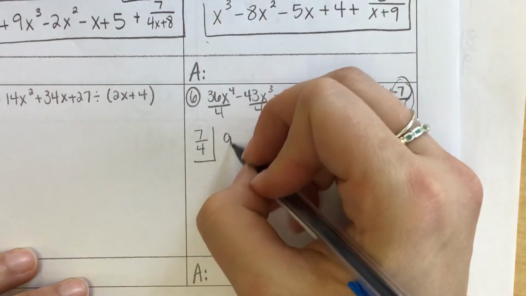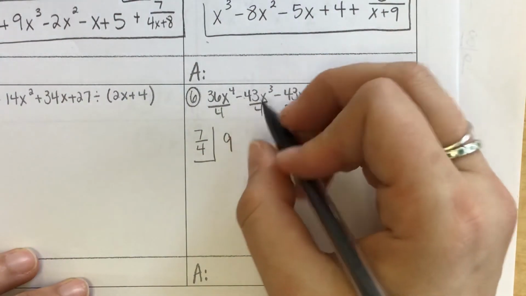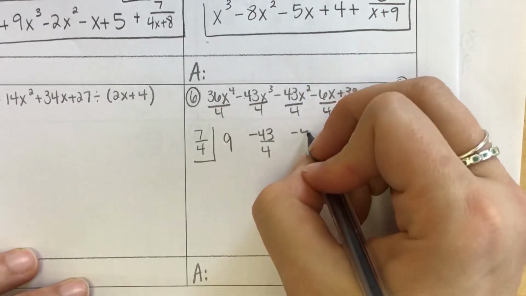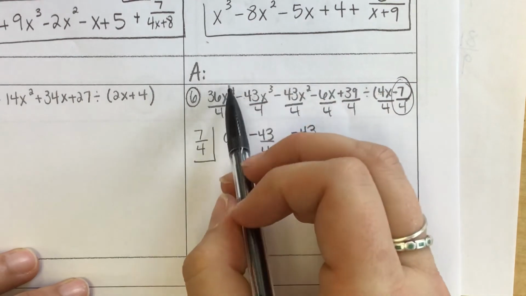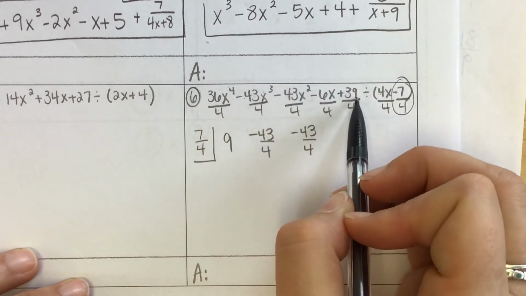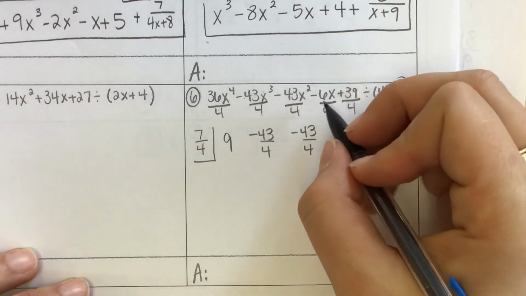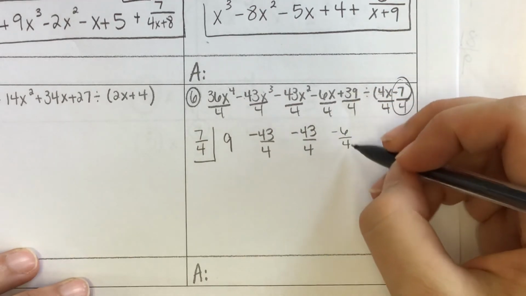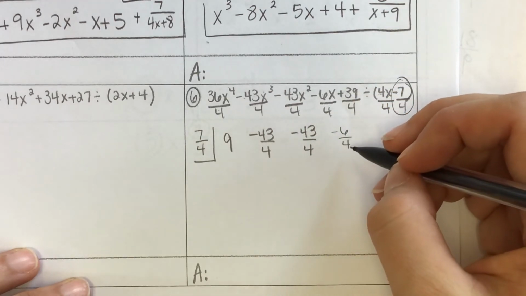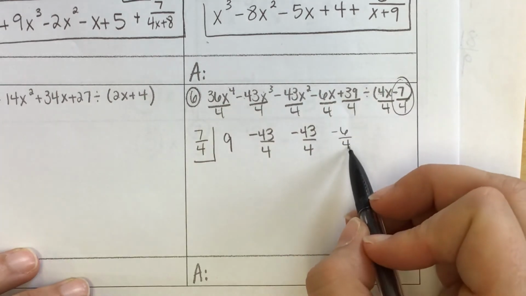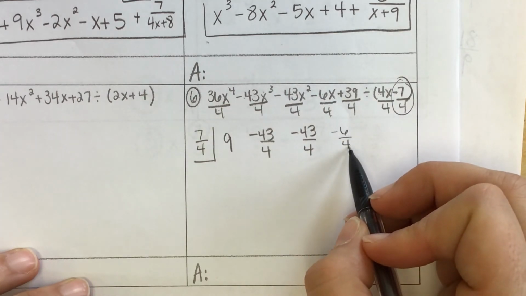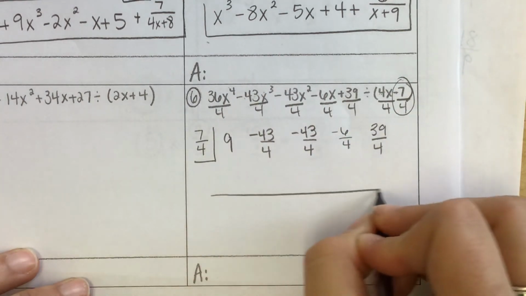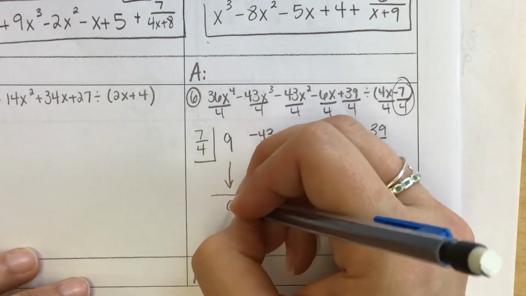36 divided by 4 is 9. Negative 43 divided by 4, I can't simplify, so I'm going to leave it. And then we have it again. So we have 4, 3, 2, 1, and then just a number. We have all of our terms. So negative 6 over 4. Now, it's tempting to convert that to negative 3 over 2, but don't do that because we want 4 to be our denominator so that we can add very easily. And then 39 over 4. Leave space.